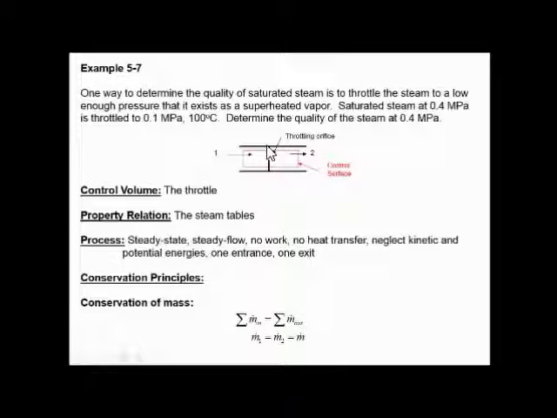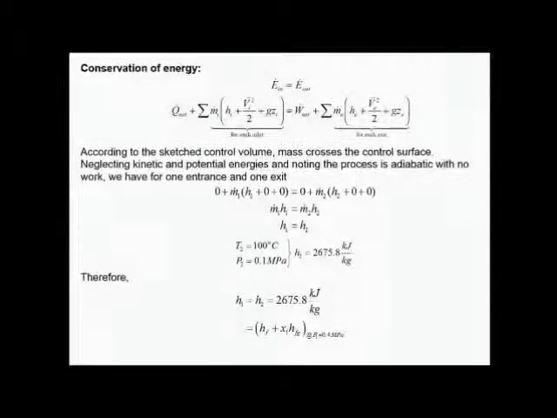At 0.4 megapascal, the control volume in this case is this throttle. It is made to pass through a porous plug, and we'll get the relations from the steam table. The process is steady state, steady flow, no work, no heat, neglecting kinetic and potential energy, with one entrance and one exit. So by conservation of mass we get the formulas like this. Now, according to the sketched control volume, if you consider the mass crossing the control volume and neglect the kinetic and potential energy, we'll get these values like this. All the kinetic and potential energy values are 0. So the enthalpy of input and enthalpy of output are the same.